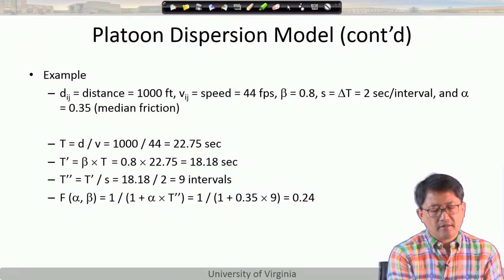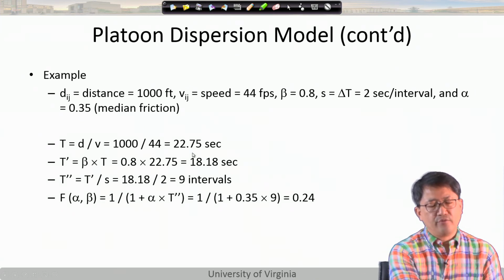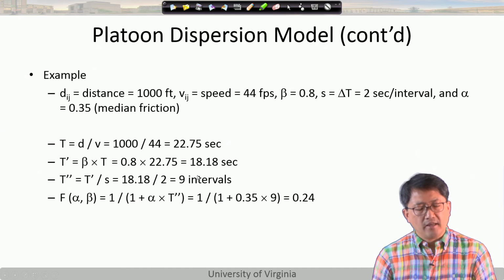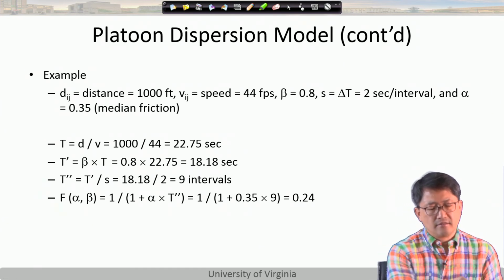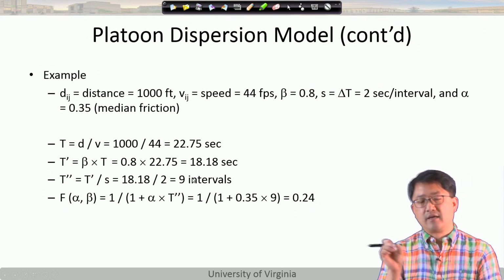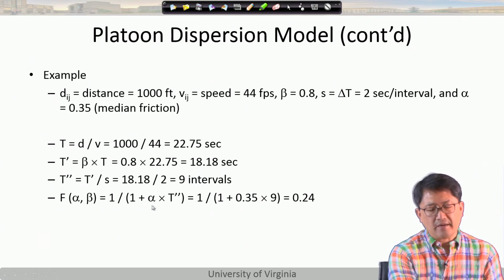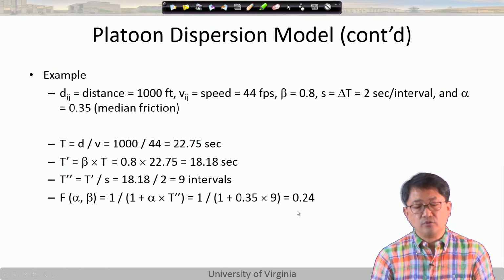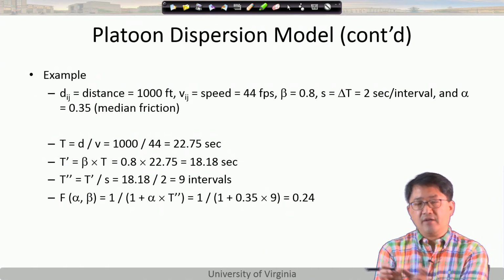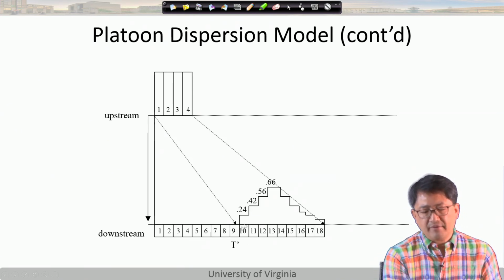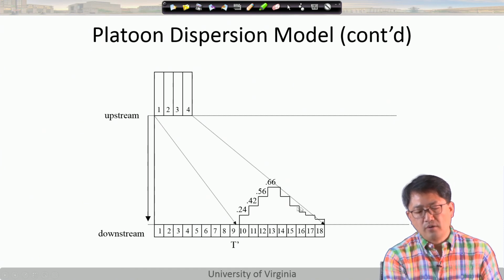So big T, based on 44, 22.75 seconds is needed. If we assume people are speeding 80% of the time, it will arrive in about 18.18 seconds. Then this T2 prime is based on 2 seconds; 18 seconds is equivalent to 9 intervals of every 2-second updates. And this will give where the vehicle would be. Assuming these alpha values and T's, F is going to be 0.24, which is how we divide the vehicles into spreading out. First the vehicle is arriving into these ratios, and then if you add them all up, this is what you get.